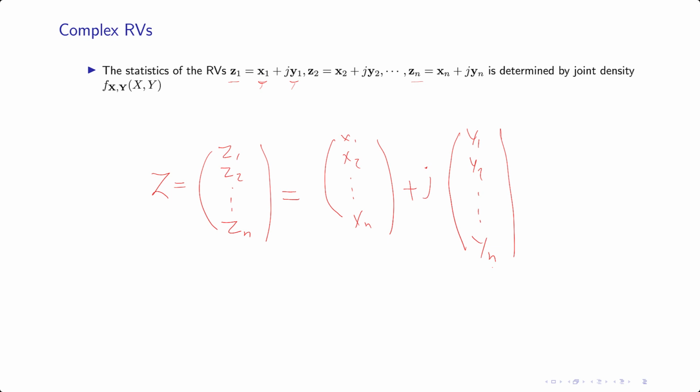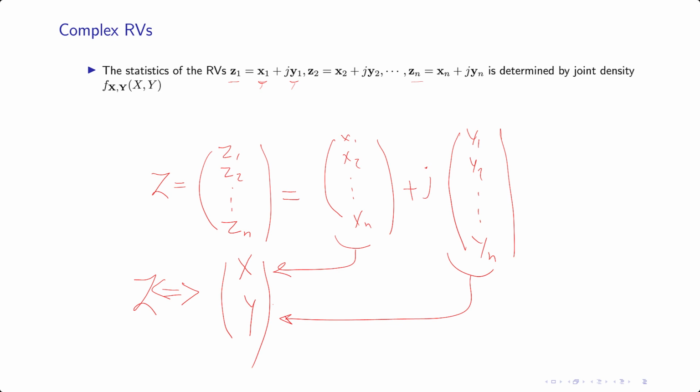So in fact, this complex random vector Z is equivalent to having two random vectors. So you could say that Z is equivalent to the concatenation of x and y, where this vector x is this one and this y is this y. So in fact, a complex random vector of length n is equivalent to a real random vector of length 2n.